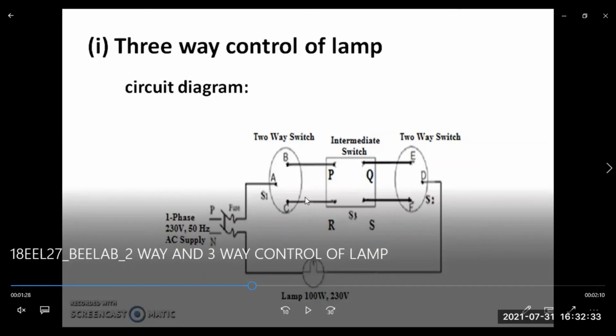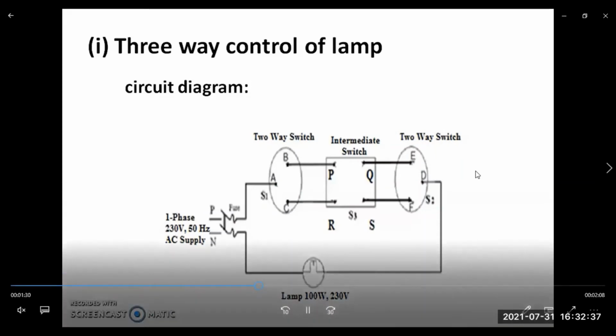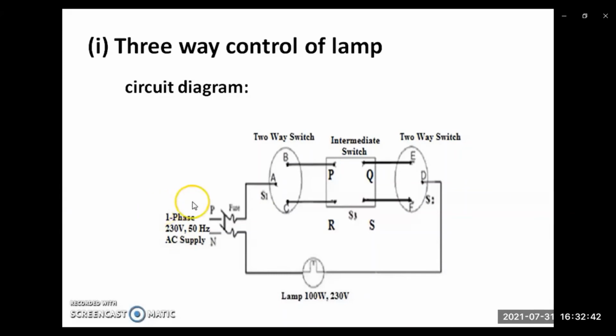Now, let me show you the demonstration. You can observe how to perform the connection of three-way control of lamp. It is very simple, but you will be having an intermediate switch, as you can see. So you have to verify the two types of arrangement. One is straight connection, another one is cross connection. By changing the switch position, you can make it out. While showing the demonstration, definitely you will understand.